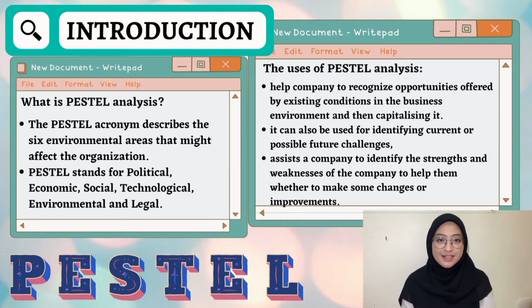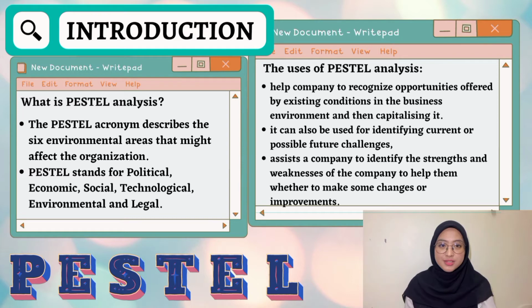First, let's take a look at what PESTEL analysis is. The PESTEL acronym describes the six environmental areas that might affect an organization. PESTEL stands for political, economic, social, technological, environmental, and legal.